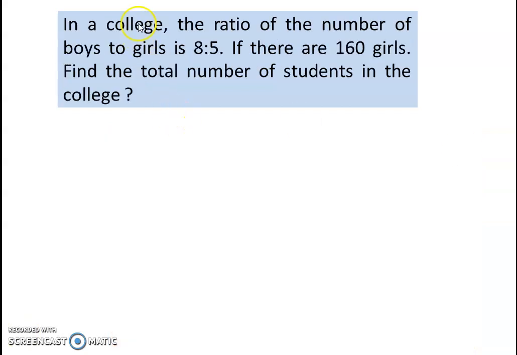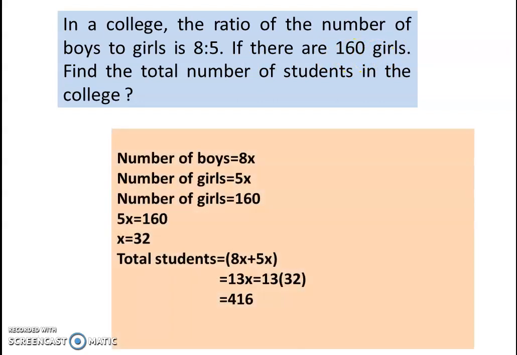The next question is: in a college the ratio of number of boys to girls is 8:5. If there are 160 girls, find the total number of students in the college, right? Now in this case, the ratio of number of boys and girls is given, and the number of girls is also given. We can assume the number of boys as 8x and the number of girls as 5x.